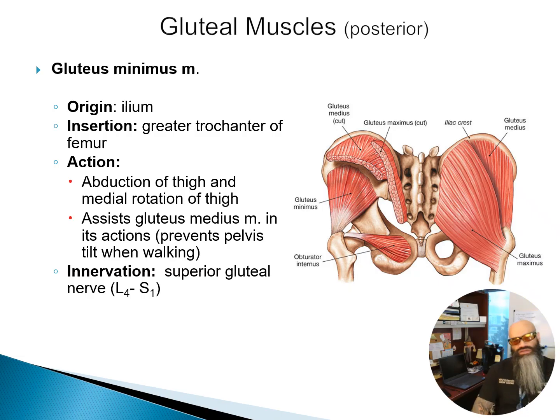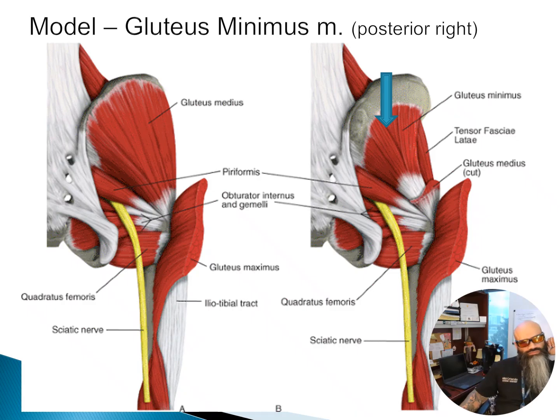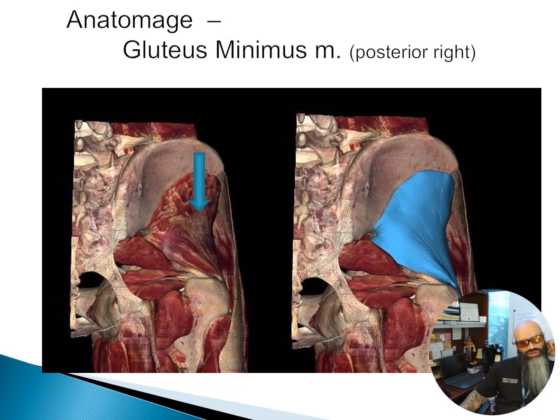Gluteus minimus, superior gluteal nerve as well. L4 to S1 is the origination of the spinal nerve roots. Primary action I'm concerned with is hip joint abduction as well. You see it's in relation to the deeper part of the gluteal muscles. Let's look at it on the diagram as well.